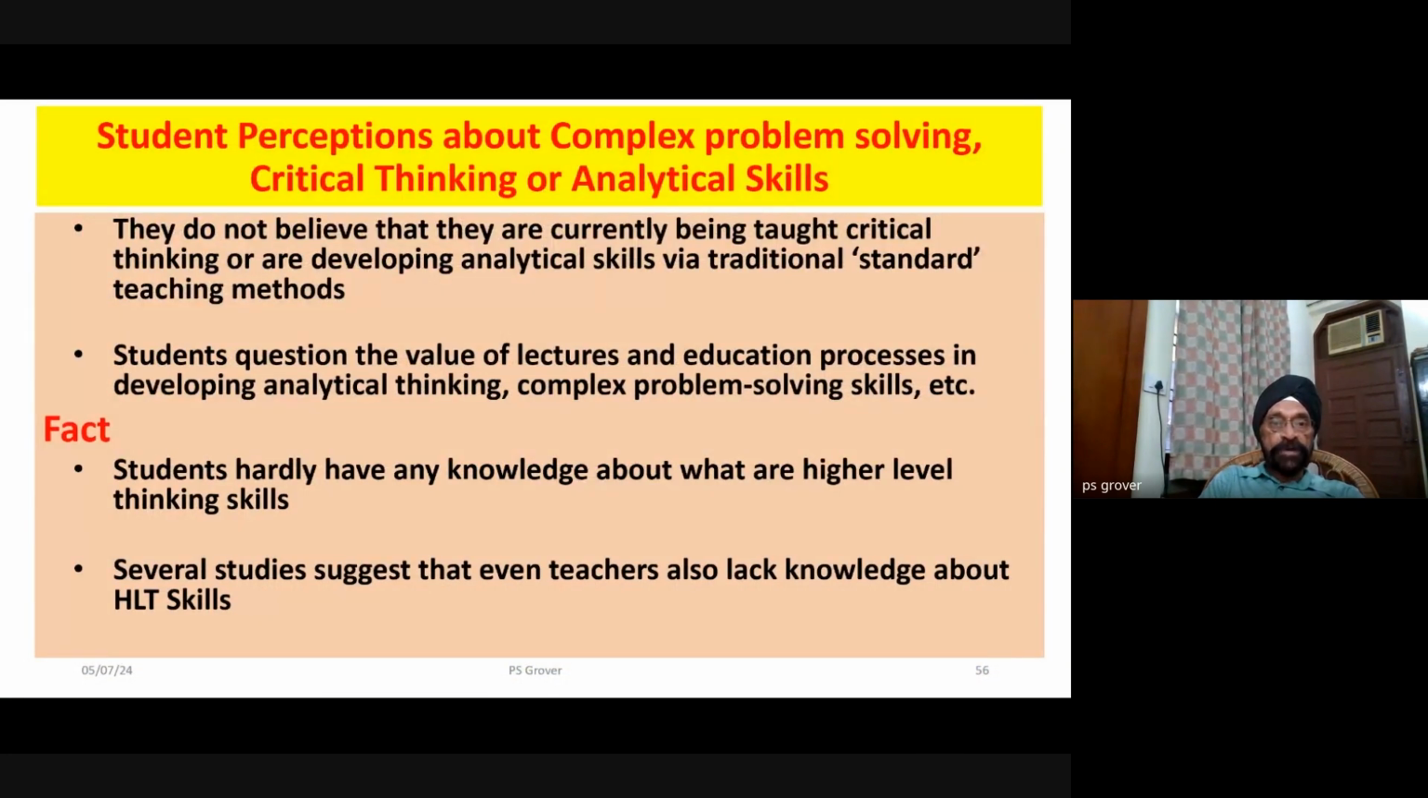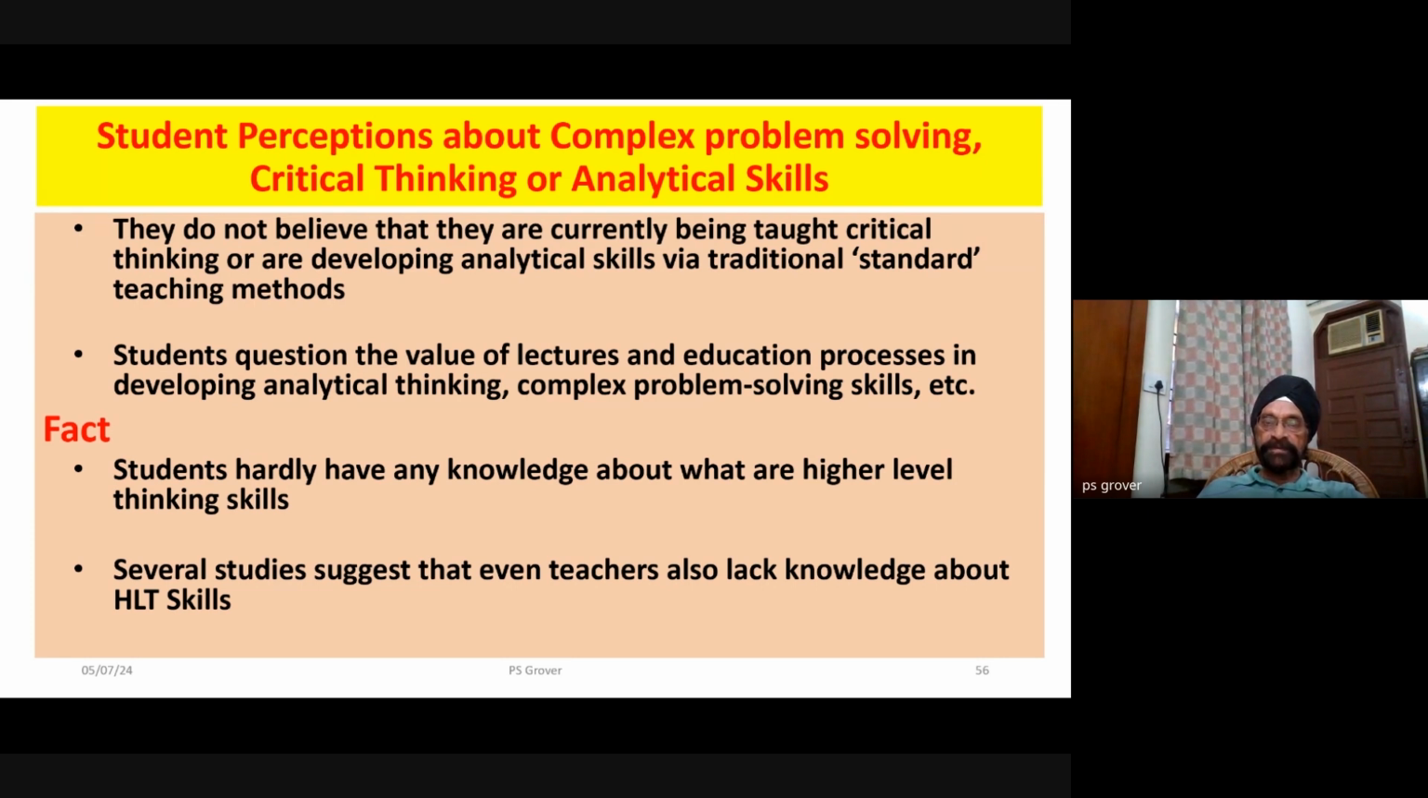So, student perceptions. Now the issue is how students perceive complex problem solving and critical thinking. What is the present situation? Students also say that they do not believe they are currently being taught critical thinking or developing analytical skills, because traditional teaching techniques do not focus on these things. Our analytical skills cannot be judged by the examination. Our assessments are very traditional.